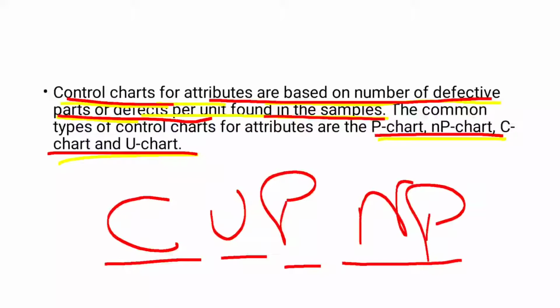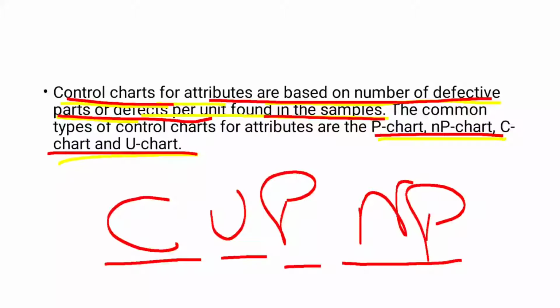We will discuss it again. Control charts are divided into two things, that is variable and attribute. Variable has X charts and R charts. Attribute has C, U, P, NP types of charts. So this is clear. Types of control charts and their basic information is clear. Now let's move to the next topic, which is control charts for variable. Now we will see the control charts for variable in detail.